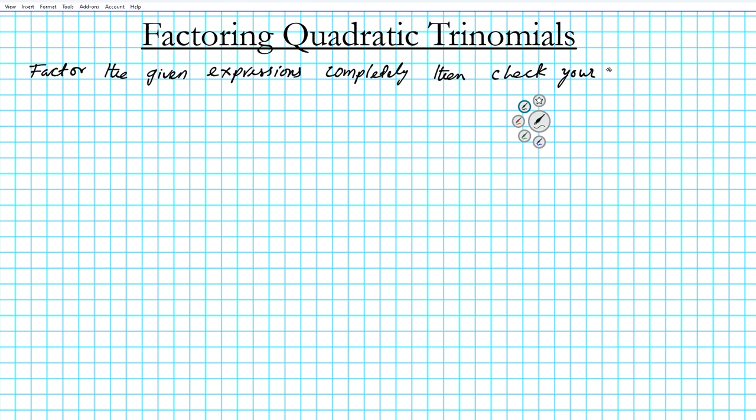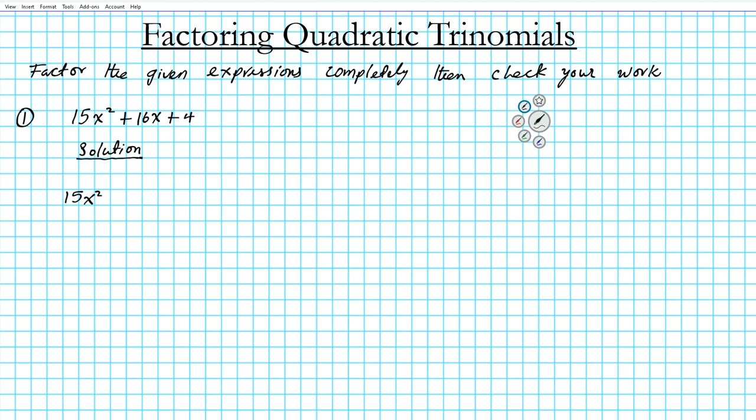Okay, so let's take a look at the first example. For question number 1, let's say we have the quadratic trinomial 15x squared plus 16x plus 4. To do this, we're going to try to take this trinomial and express it as a polynomial with 4 terms that we can factor by grouping.